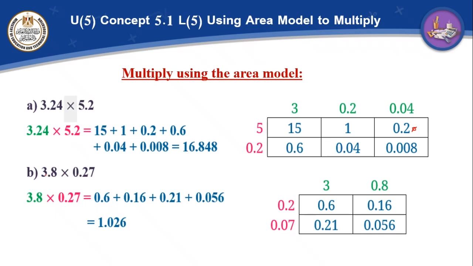You write 3 plus 8 tenths. Multiply 2 tenths and 7 hundredths. 3 by 2 tenths, 6 tenths. 8 tenths by 2 tenths, 8 by 2, 16 with the decimal point after 2 digits. Okay, from right to left.